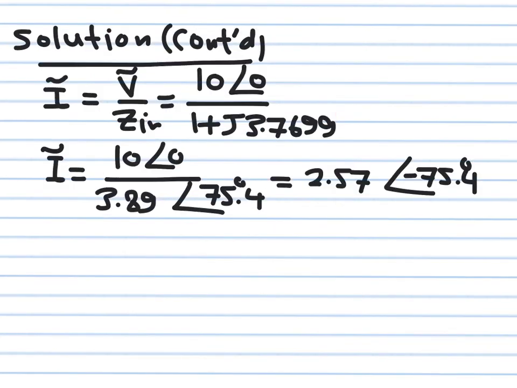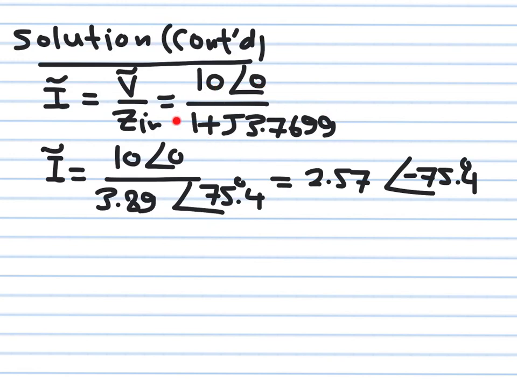Okay, so the last step to calculate the current. The phasor of the current is equal to the phasor of the voltage divided by the total input impedance. This is 10 angle 0. This is the one we calculated here. When you divide two complex numbers, you can do the division by multiplying by the conjugate of the denominator, or you can simply convert both quantities into their polar form. And this is what I did here. This is 10 angle 0. This is the modulus. This is the angle.